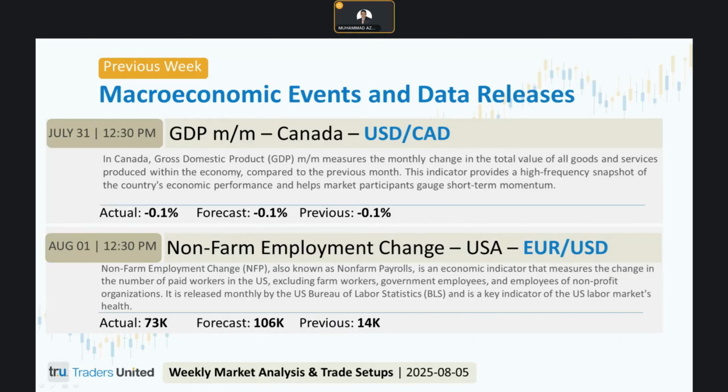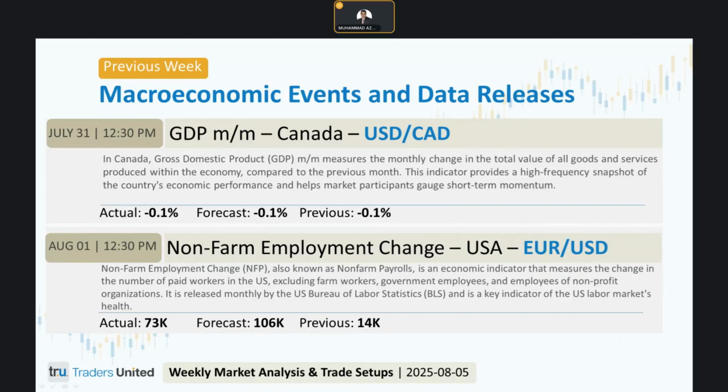Going forward, traders will be watching upcoming inflation and labor data for more clarity on policy direction and USD CAD trends. The next one is the non-farm employment change related to USA, and the euro dollar is the most affected currency pair. Now on Friday, August 1st, we got the US non-farm employment change report.